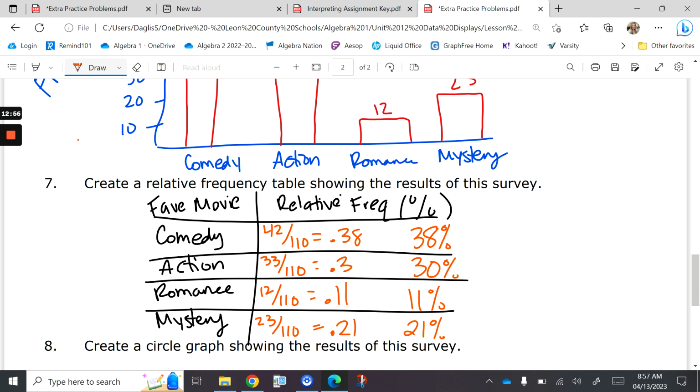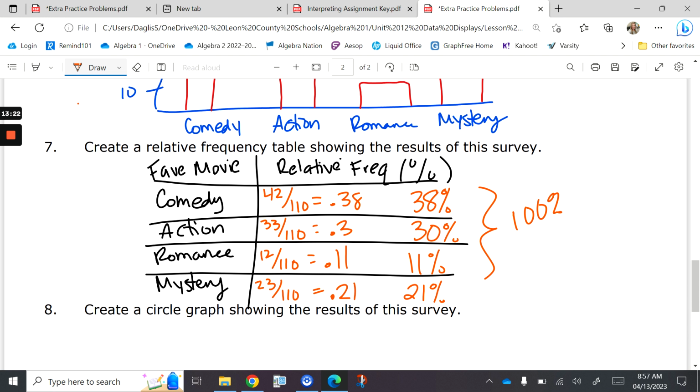You know you did this right if I add up all my percents and I get what? I should get 100%. So that shows that everybody was included. When I add these up together, I do get 100%. So that's a good way to check that you have included all of your data. They should all add up to give you 100%. Okay. 38, 30, 11, and 21 should give you 100%.